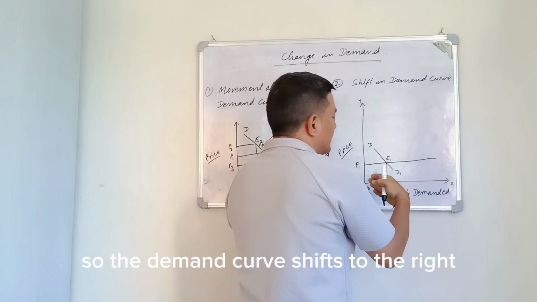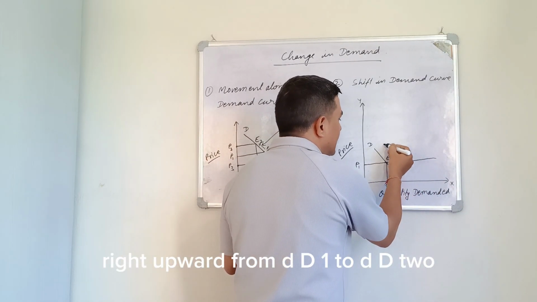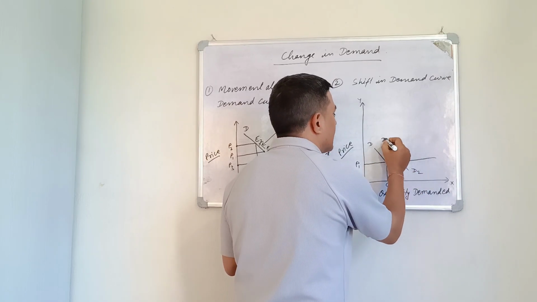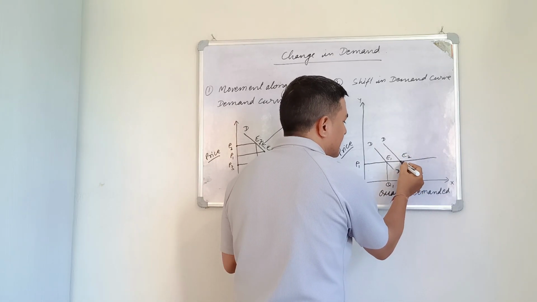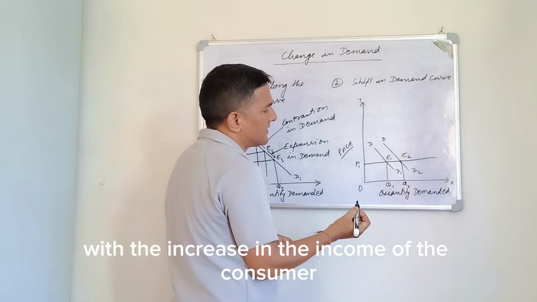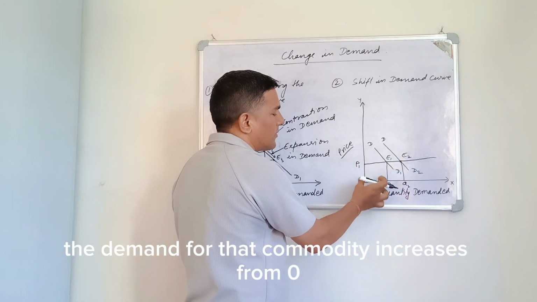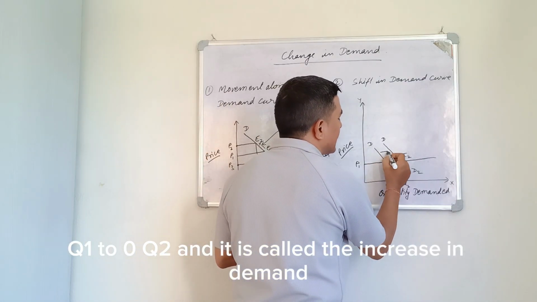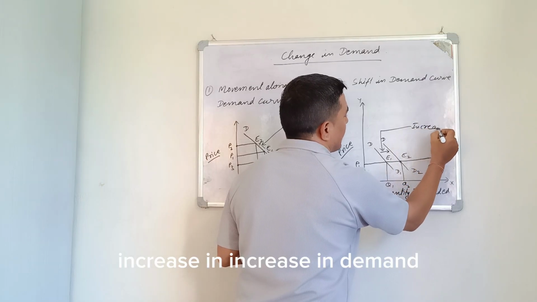So the demand curve shifts to the right, upward, from D1 to D2, and we name this point E2. From here, we make a line perpendicular to the x-axis, and this point is Q2. With the increase in the income of the consumer, price remaining the same, the demand for that commodity increases from OQ1 to OQ2, and it is called the increase in demand.